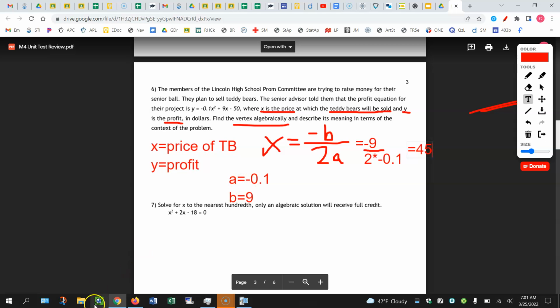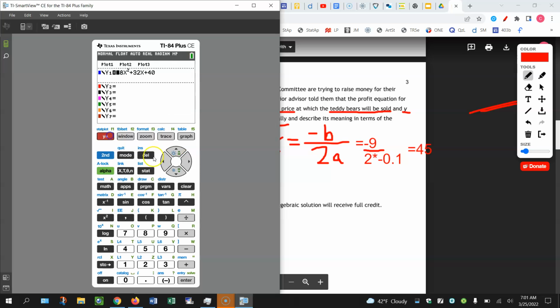So then what you're going to do after you get the 45, and this is what we did last class, you're going to go put this equation into your calculator. Whatever letters are there, you're always using X, nothing but X. So let's go here. Obviously, it's going to be different on your calculator. Negative 0.1 X squared plus 9 X minus 50.